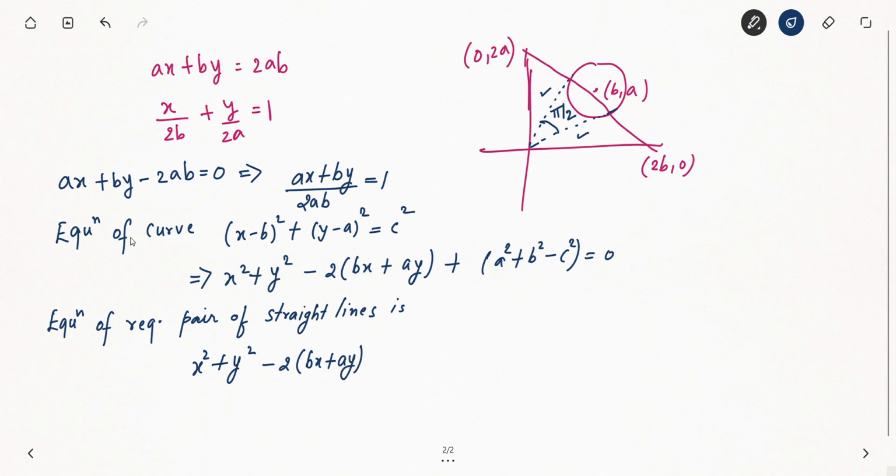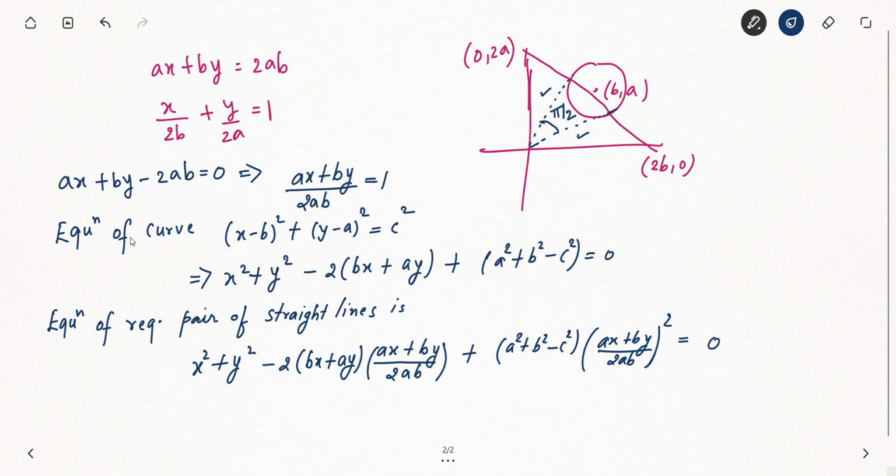Homogenizing means making the degree of all the terms the same. The first two terms are of degree 2, so I need to make this term also of degree 2. That's why I am multiplying it with this term. This term needs to be multiplied with an element of degree 2, so I will be squaring it, and that is equal to 0. Okay, so we have written this equation.